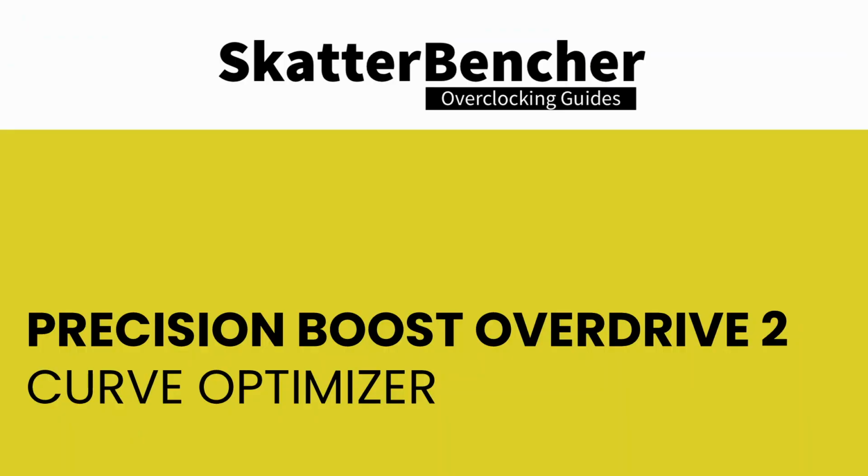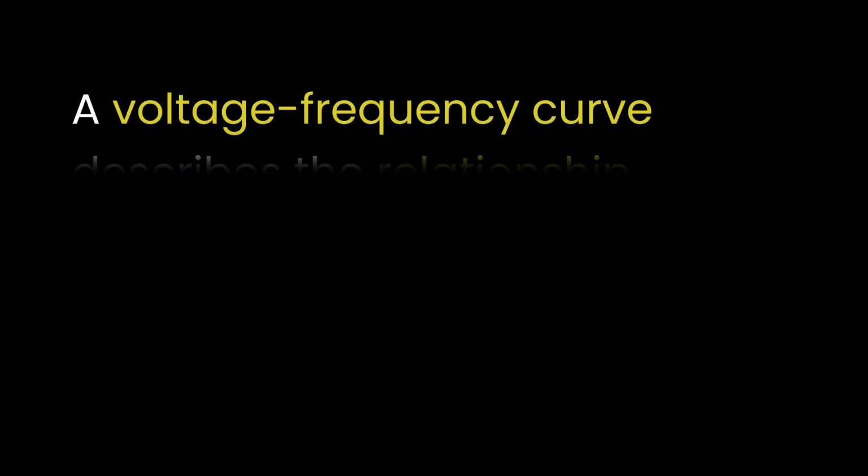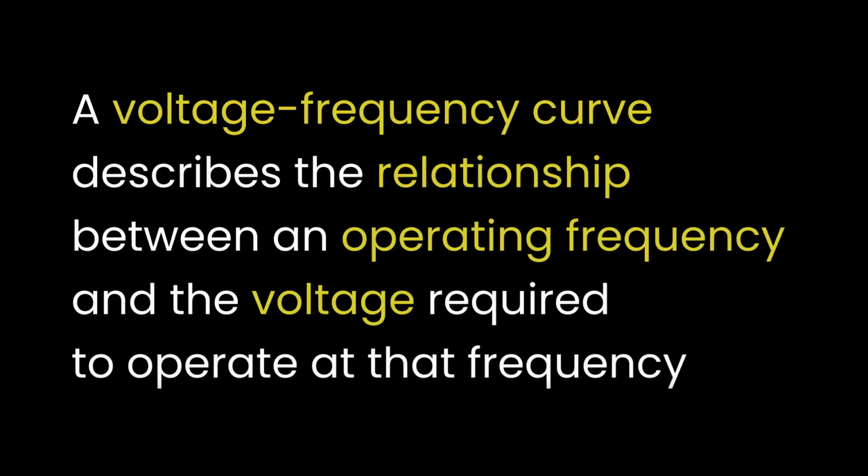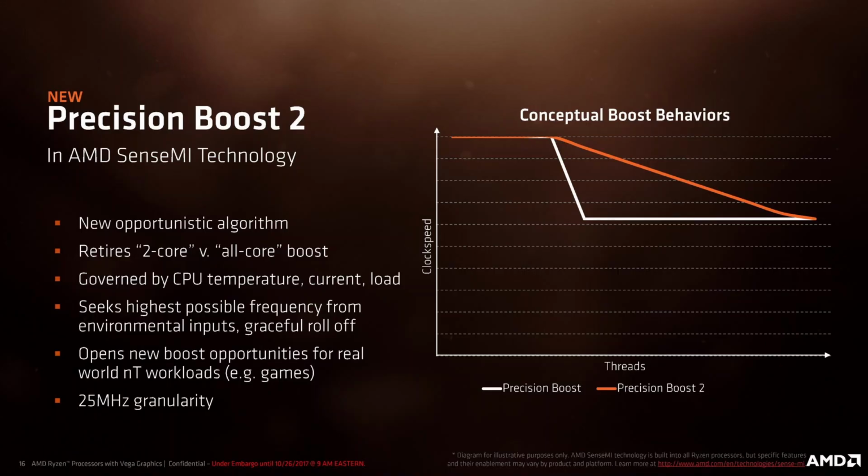Curve Optimizer is probably the most well-known tool of the PBO Overclockers toolkit. It is most commonly known for its undervolting capabilities, but on AMD Ryzen CPUs, it kind of also works as an overclocking tool. Let me explain, and let's start with the voltage frequency curve. Simply put, a voltage frequency curve describes the relationship between an operating frequency and the voltage required to operate at that frequency. Every modern SoC has a factory-fused voltage frequency curve and uses this to dynamically adjust the power consumption depending on the workload needs.